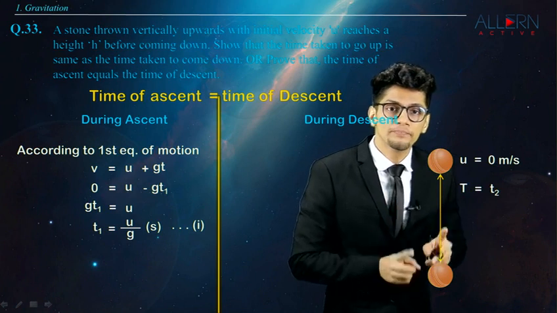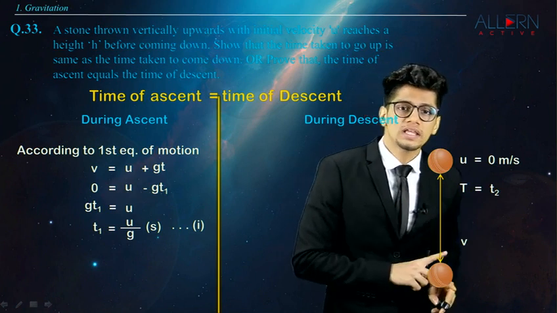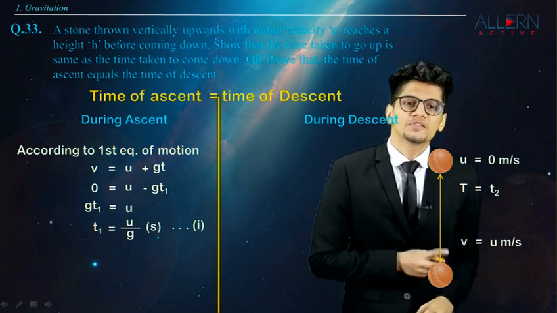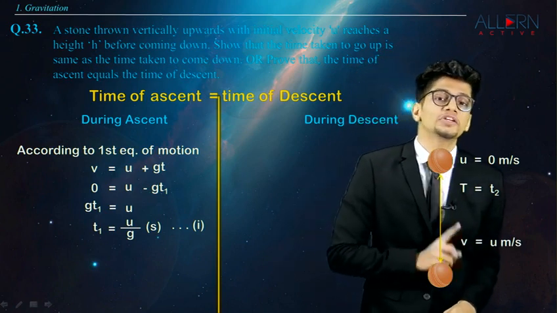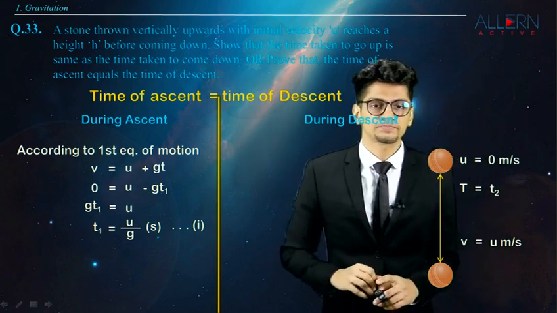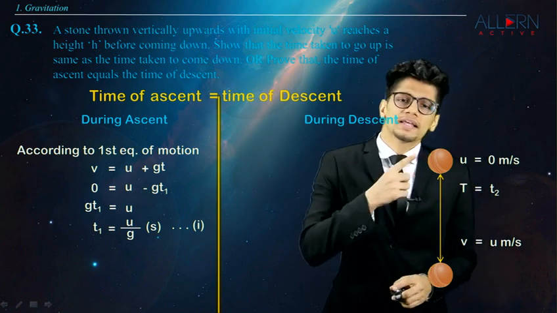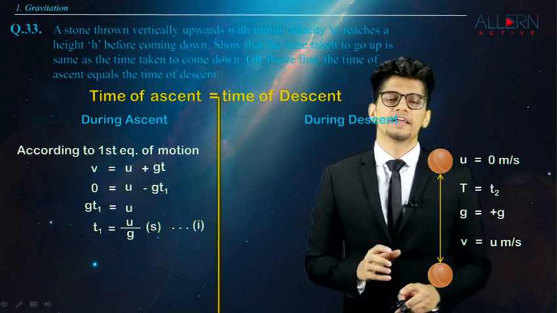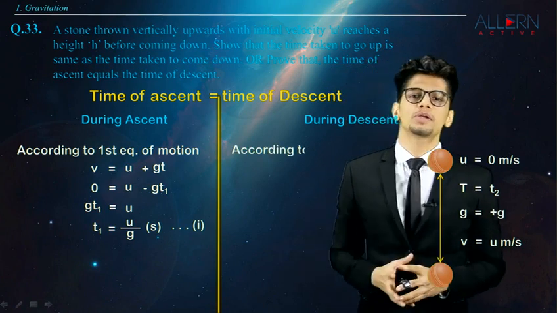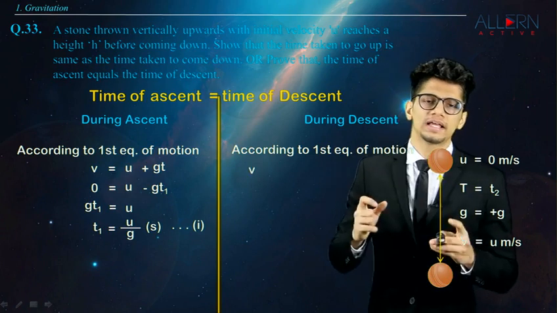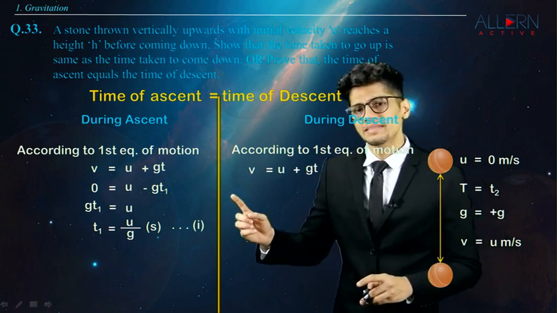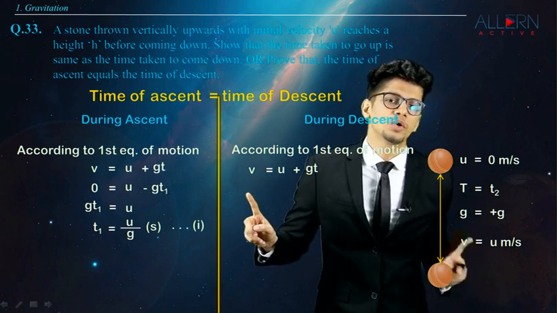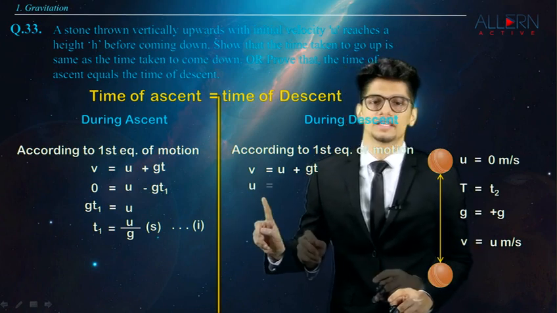So this time the final velocity, v, will be equal to the initial velocity in the first case. That means v is equal to u, where u is the initial velocity during ascent. In this case, the velocity will increase, which is the reason g will be positive g. Again, we use the same equation, v is equal to u plus gt. In this equation, we know that v is equal to u.